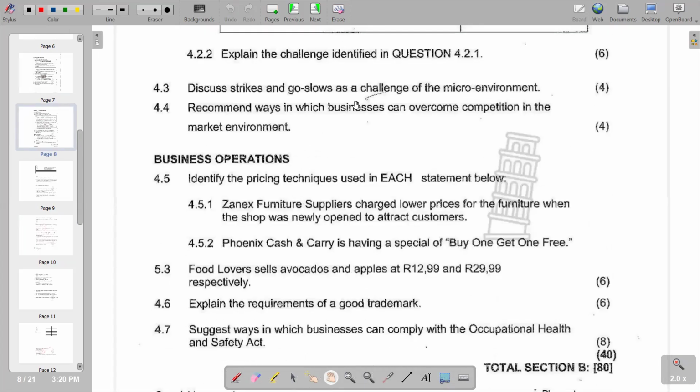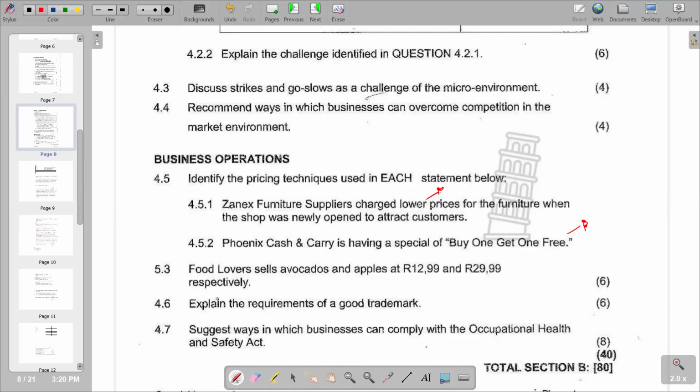We've got a question on business operations. The question reads, identify the pricing techniques used in each statement below. We've got 4.5.1, which reads, Zanex furniture suppliers charged lower prices for the furniture when the shop was newly opened to attract customers. So obviously, by entering into the market and then charging lower prices, this is penetration pricing. And then the second part, Phoenix Cash and Carry is having a special to buy one, get one free. So obviously, this is promotional pricing.